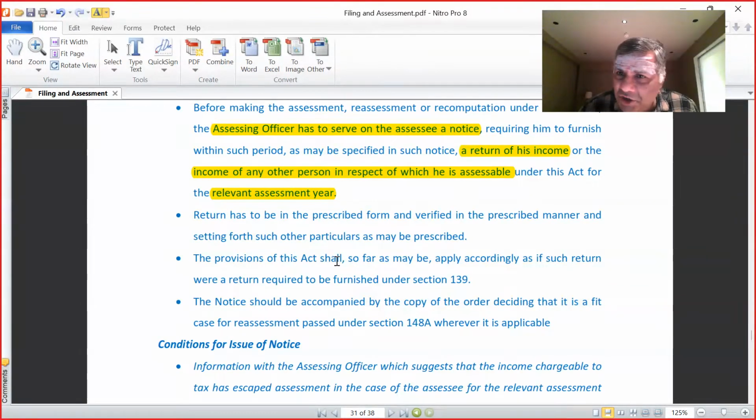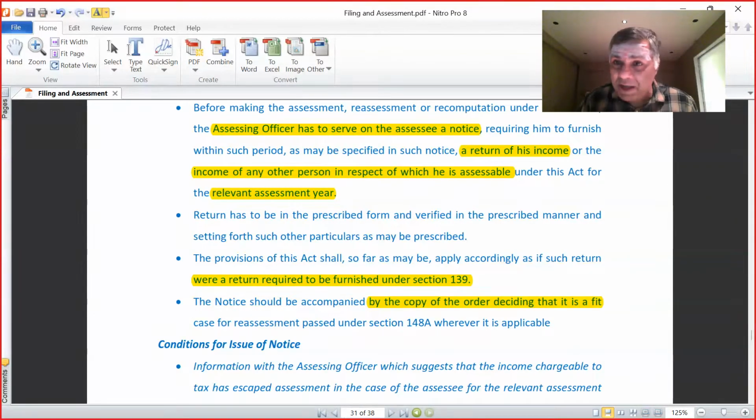The provisions of the Act shall accordingly apply as if it is a return furnished under Section 139. The notice should be accompanied. This is the beauty. The notice should be accompanied by the copy of the order. Why did the AO think that it is a fit case?